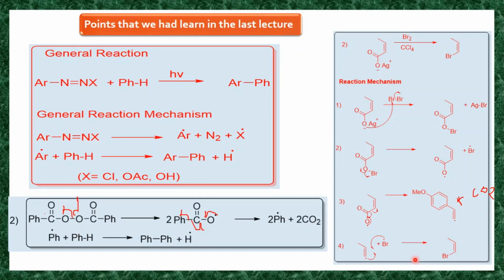So this is the simple reaction and mechanism of the Hunsdiecker reaction. The reaction of the silver salt of a carboxylic acid with bromine leading to an alkyl halide or aryl halide is called the Hunsdiecker reaction. This is just a revision of what we learned in the last class. Okay, now let's move towards the next slide.